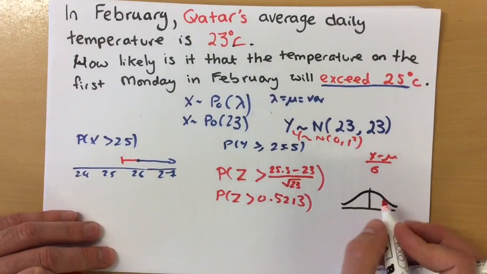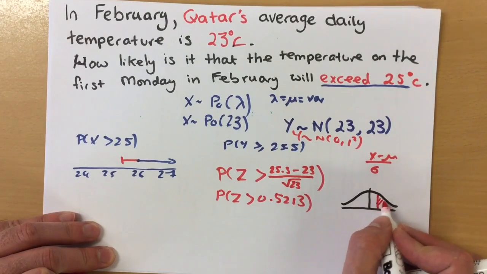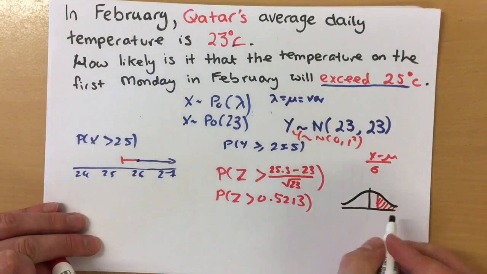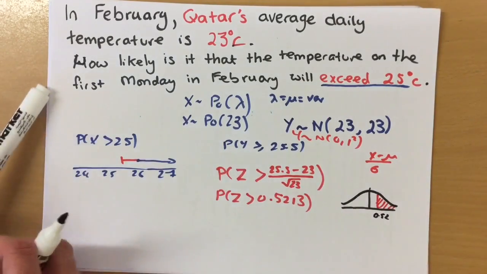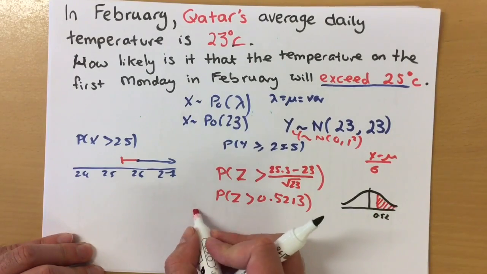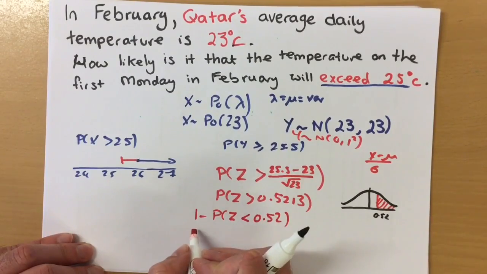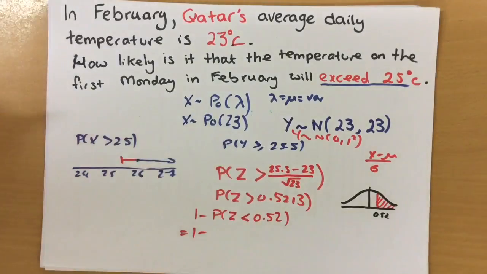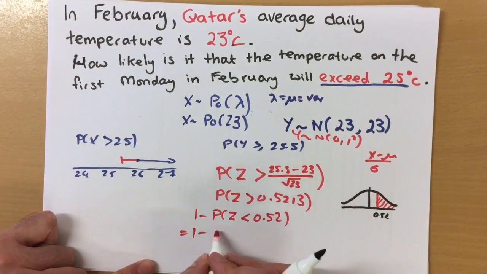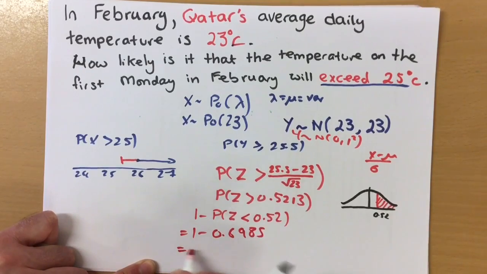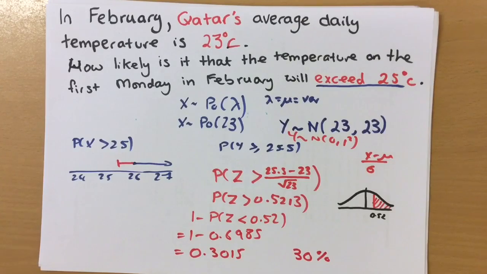We want bigger than 0.52. In our tables, okay, we have 0.52. So to find this area, we need to do one, take away the probability that z is less than 0.52, which is, if you look in your books, 1 minus 0.6985, which is 0.3015, which means there is a 30% chance that the first Monday in Qatar will exceed 25 degrees Celsius. And that's essentially it.